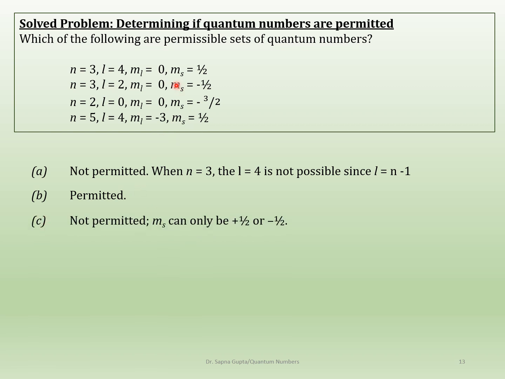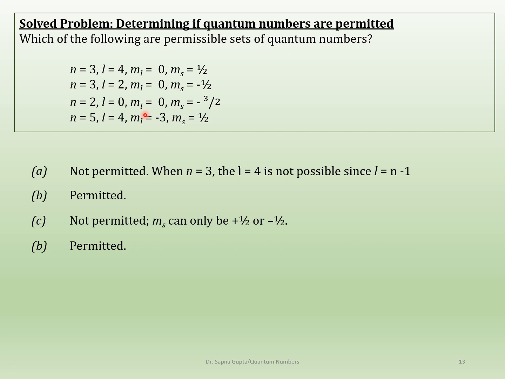The third one: n is equal to 2, L is equal to 0, ML is equal to 0, and MS is equal to -3/2. Forget that. That's not happening. MS can only be these two numbers, so this is not going to be allowed in any way. Then n is equal to 5, L is equal to 4, ML is equal to -3, and MS is plus half. That looks fine to me.